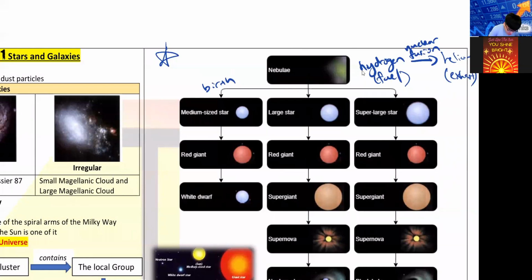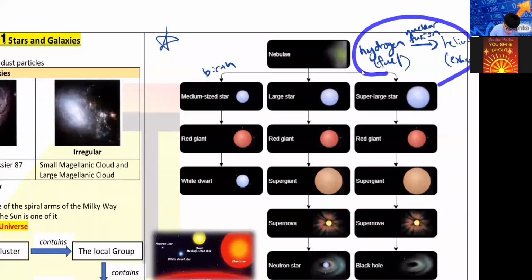So this is how you get energy from a star. When the hydrogen starts depleting, when a star is running out of hydrogen, it will go towards death.